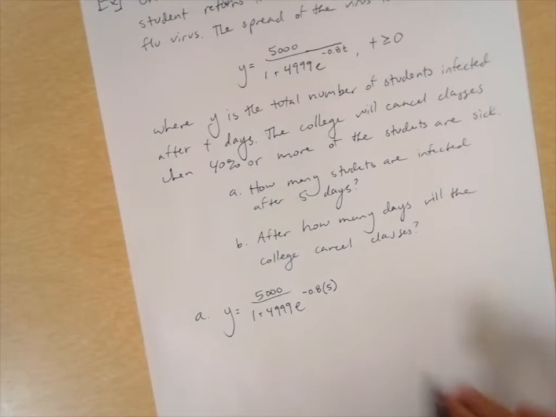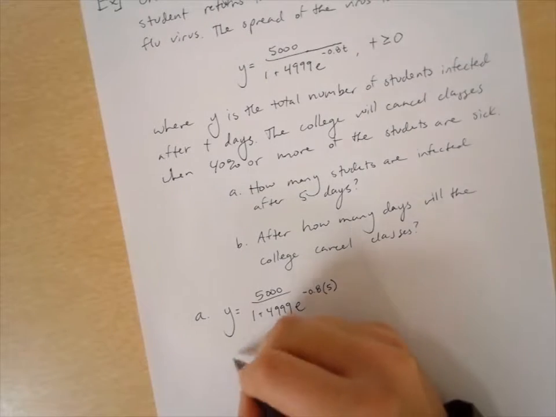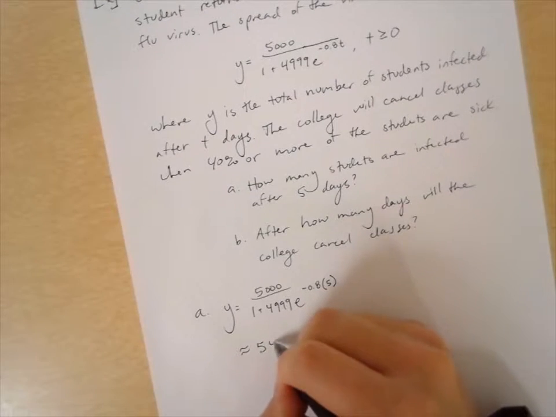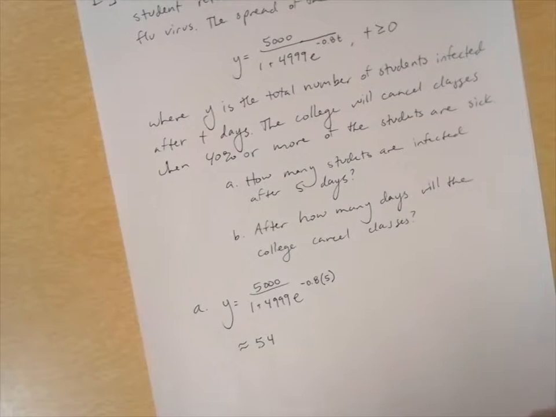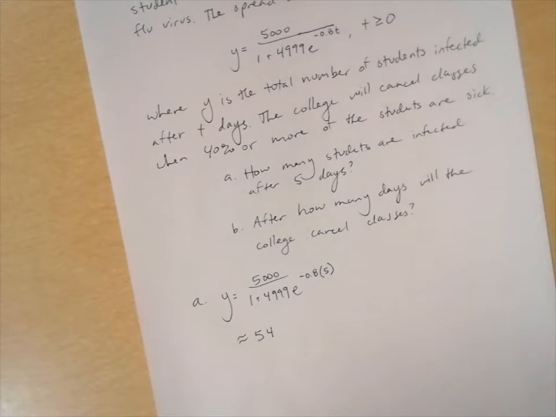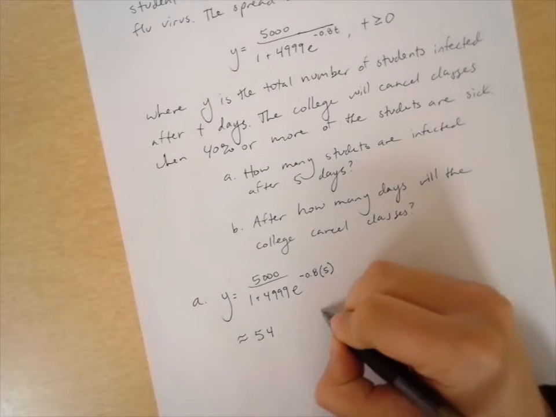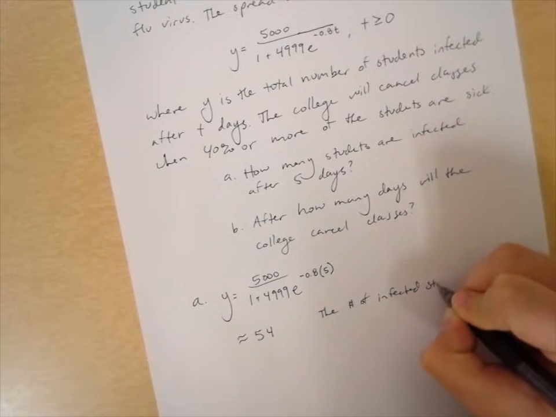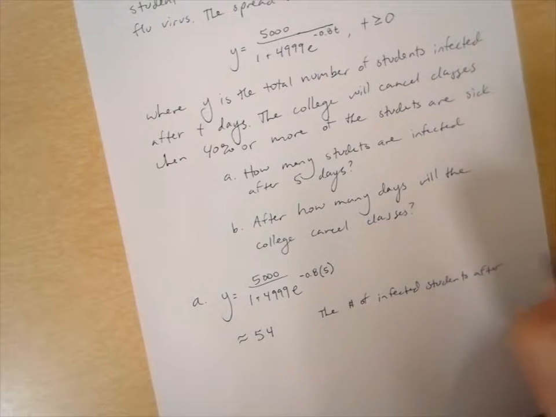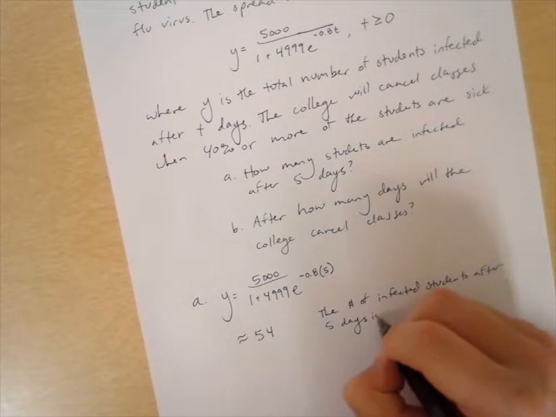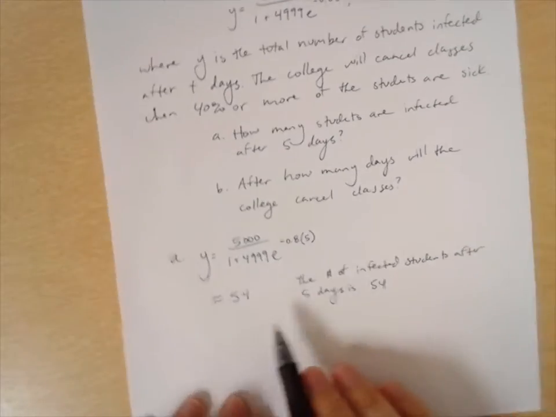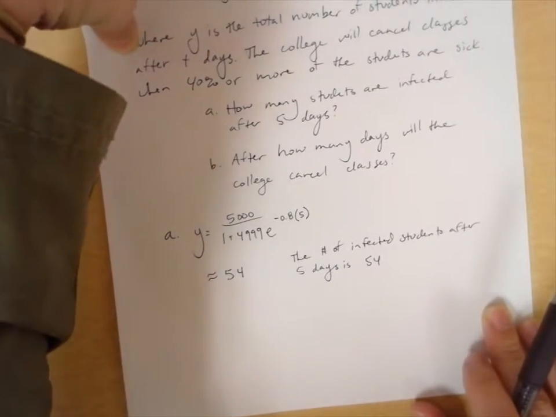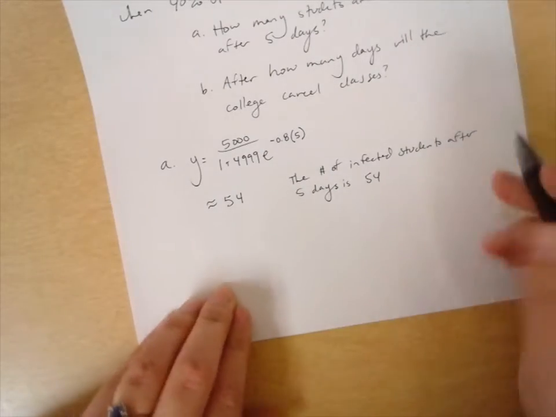And once we go from here, you can just throw this into your calculator, and when we do that, we should get around 54. So we can say that the number of infected students after 5 days is 54. And remember, you would be rounding up or down in this case, because you can't have a fraction of a student. That doesn't make sense. So you have to use a whole number here in your answer.